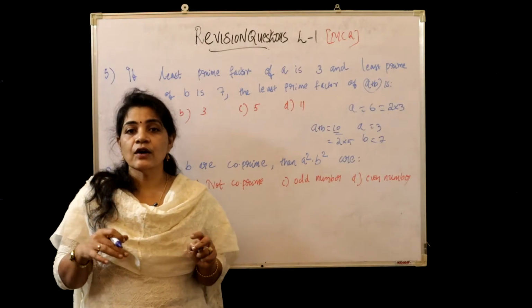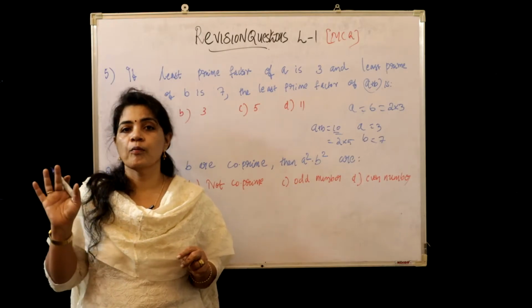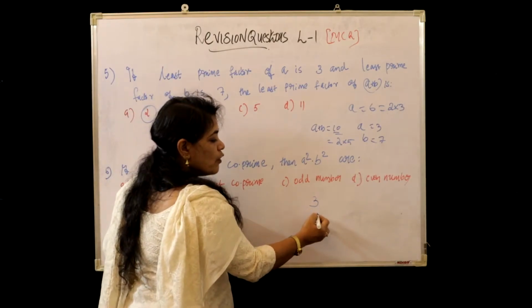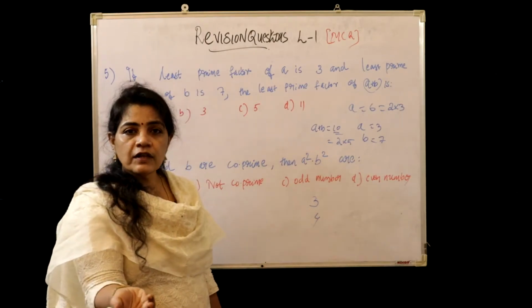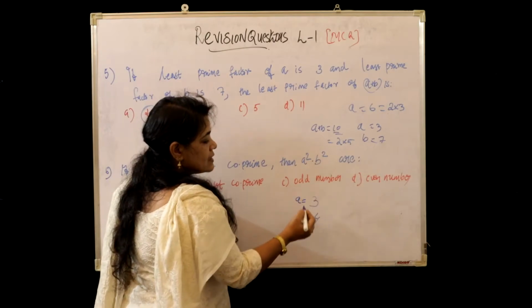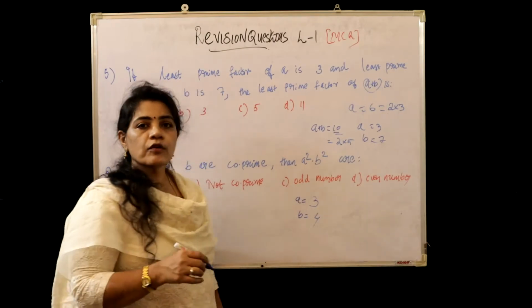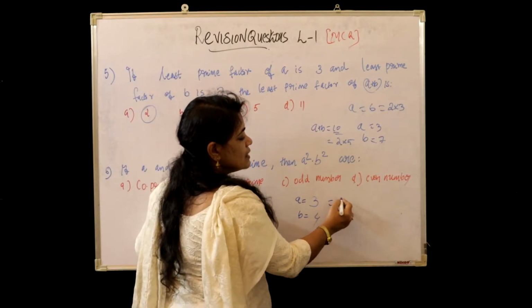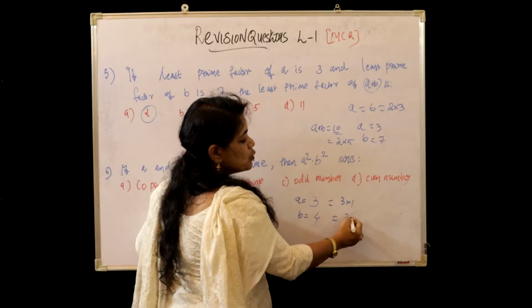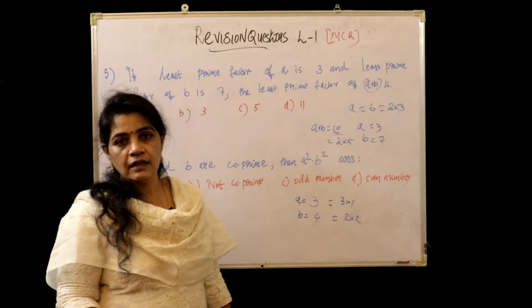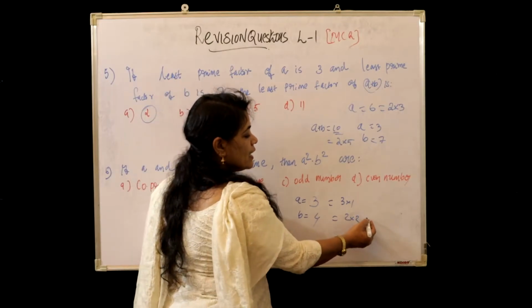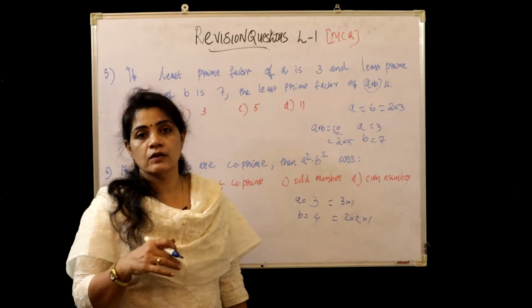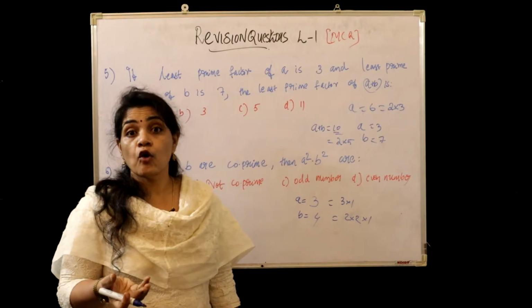So we know that all consecutive numbers are co-prime numbers. You can take any consecutive numbers, for example 3 and 4, 5 and 6, whatever it is. So we can take a as 3 and b as 4. In the prime factorization, 3 is 3 into 1, and here 4 is 2 into 2. Can you see any common factor? No, other than 1, and 1 is a universal factor. So the only common factor is 1. Such numbers are said to be co-prime numbers.